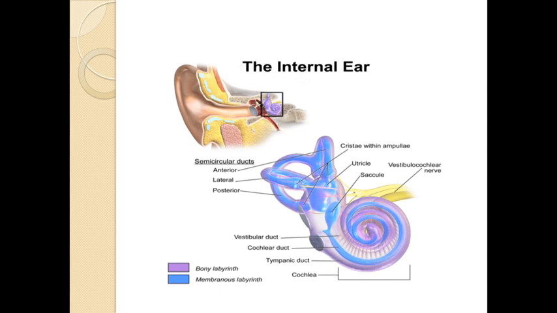Then at the place where the semicircular canals are attached to the utricle of the vestibule, we can see that there are three swellings.